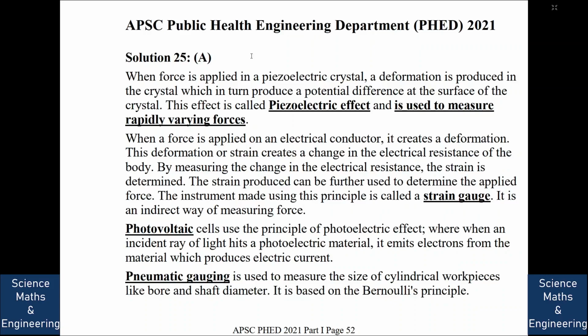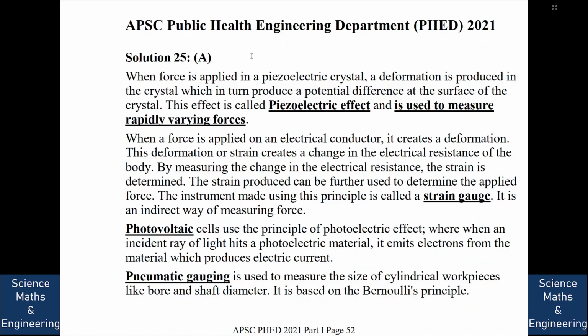Then if we use a strain gauge, because of the force there is a deformation, and this deformation creates a strain, and this strain changes the electrical resistance of the body, and by measuring this electrical resistance the strain is determined. Now this strain can further be used to determine the applied force. So basically it is an indirect way of measuring force, not a direct way.